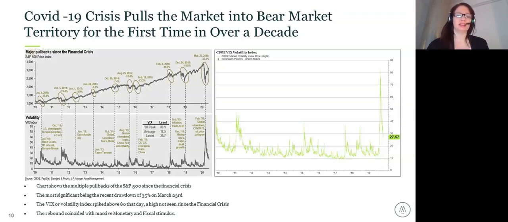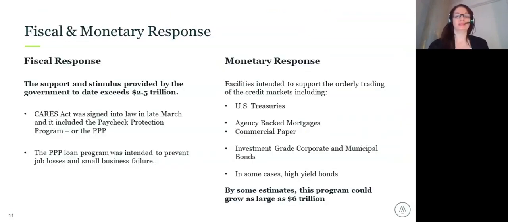So moving to the next slide, I'm just going to touch briefly on this vast amount of stimulus that we've seen entering the system. So far, the stimulus provided by the government exceeds $2.5 trillion. The CARES Act was signed into law in late March, and it included the Paycheck Protection Program, or the PPP. This loan program was rolled out for eligible small businesses to provide forgivable loans and to cover payroll and other costs. The goal of this program, of course, was and is to prevent job losses and small business failure, ideally getting small businesses through this challenging time.